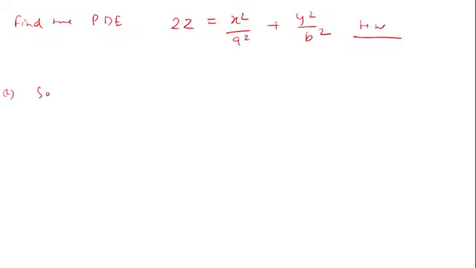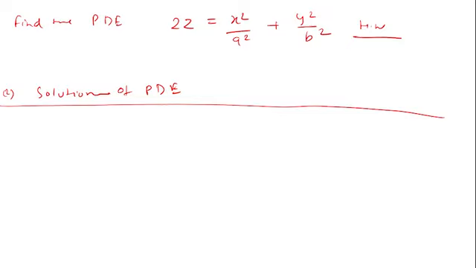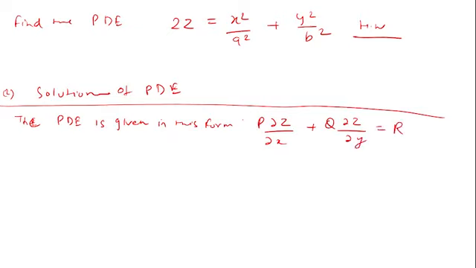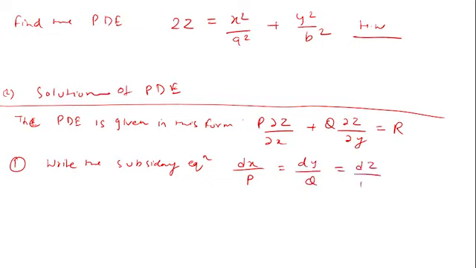The second type that they will ask is the solution of a PDE. So how to solve? I will write the steps. Suppose your partial differential equation is given in this form, which is P del z by del x plus Q del z by del y is equals to R. So your first step will be to write your subsidiary equation, that is dx by P, dy by Q, dz by R.